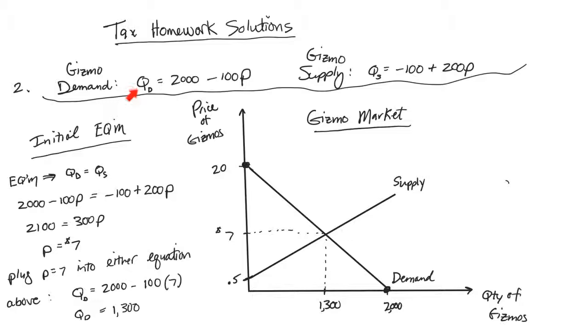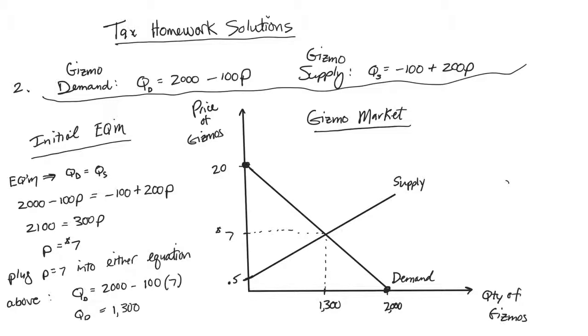Okay, so in the problem, the quantity demanded was given as 2,000 minus 100 times the price. Quantity supplied is equal to negative 100 plus 200 times the price. And so we can pretty easily graph these curves by finding the x and y intercepts. For instance, with the demand curve, we can set price equal to 0 and see that the x-intercept is 2,000. We can set quantity equal to 0 and find that the y-intercept is 20.